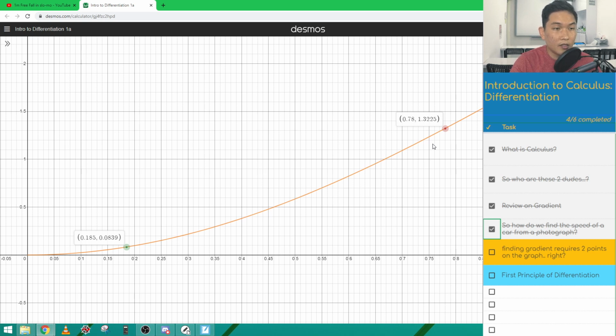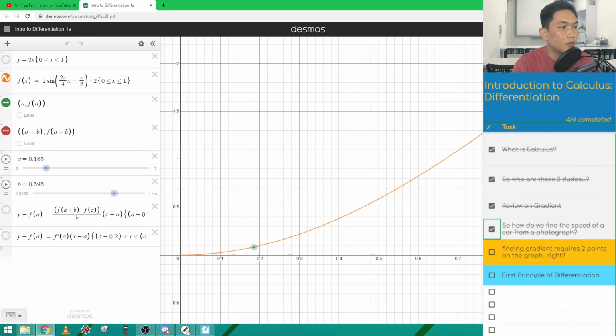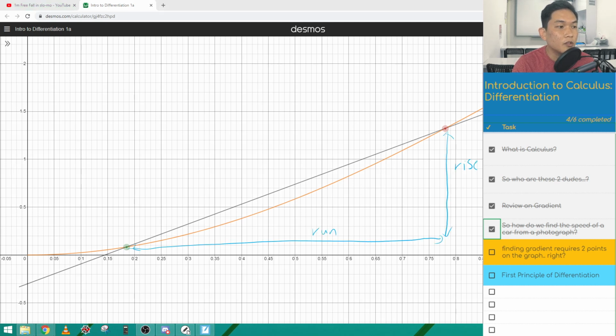Okay, and how do we find then, the gradient? Then we take y2 minus y1 divided by x2 minus x1, which I would like to summarize is just rise over run, isn't it? Okay, so if I were to plot that out, I will be able to find the slope of this line. Yes, this will give me the slope of this black line. Whatever I just found, the rise over run, will be the slope of this black line.